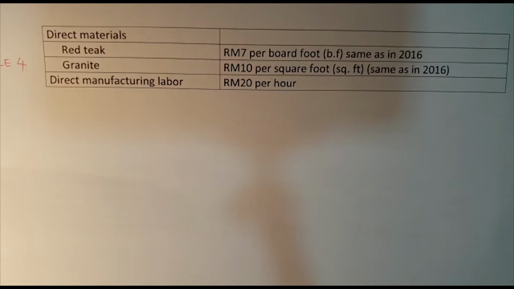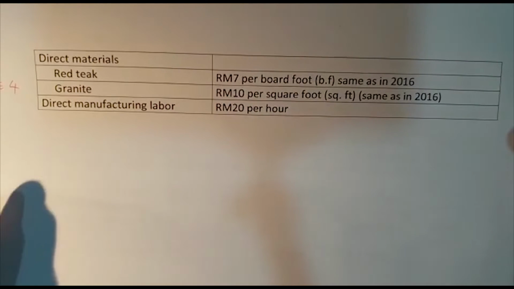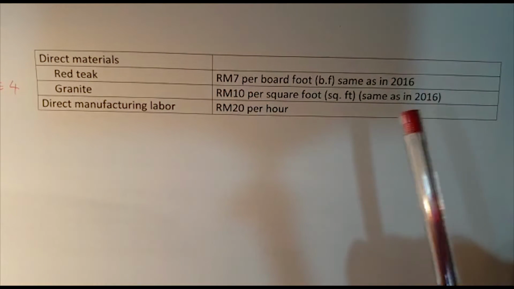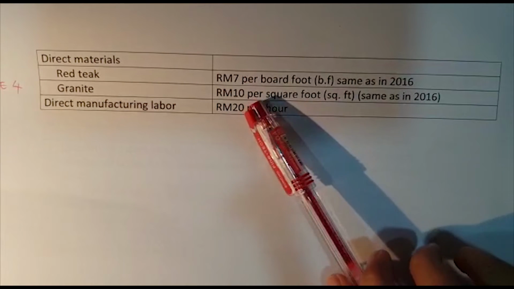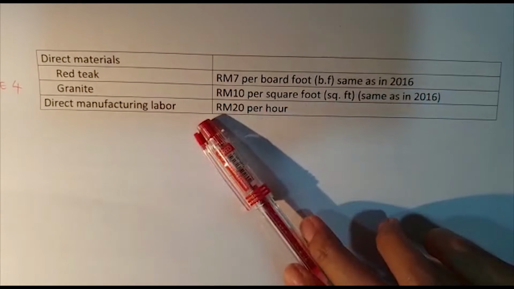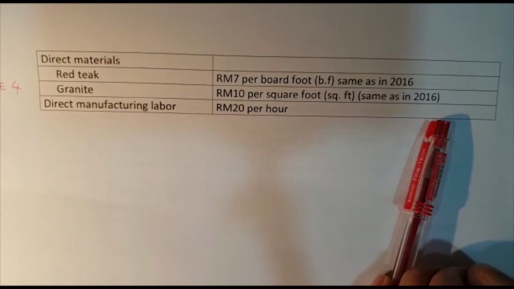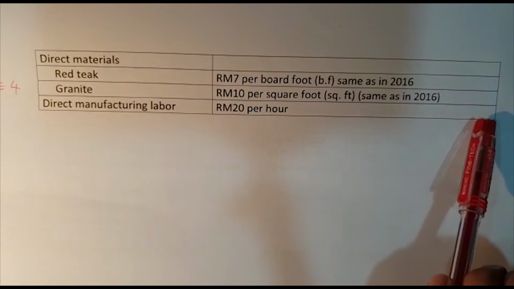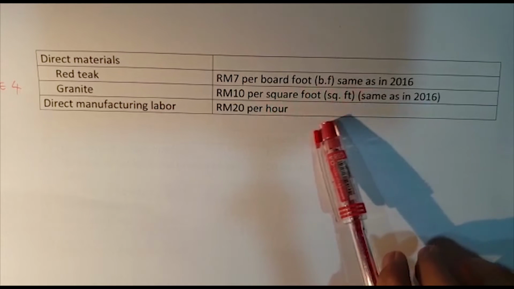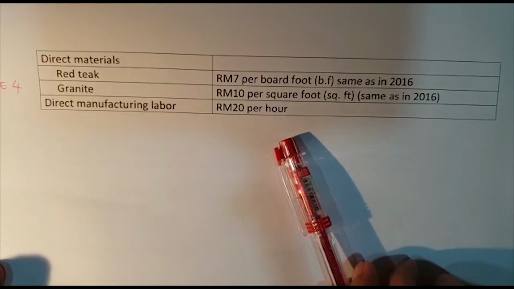It seems that we still have information in regards to direct materials. Red teak is 7 ringgit. This is the price per board feet, and this price is the same as in 2016. Granite is 10 per square foot, and it is the same as in 2016. This is the price for red teak and granite. And direct manufacturing labor is about 20 ringgit per hour.